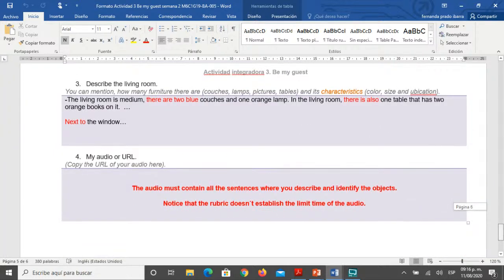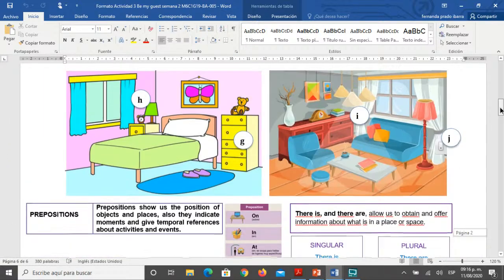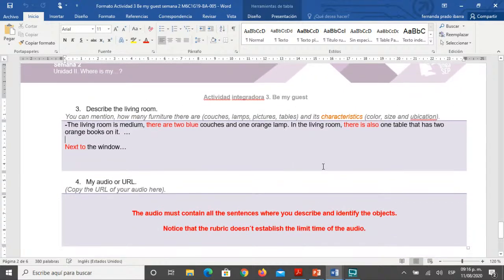The next part of my integrative activity asks me to describe the living room. Please notice that the picture that we're going to describe is the one that is here in the integrative activity. This living room, okay? Not the living room of your house. This living room, this image in the file of the integrative activity, okay? So I'm going to describe the living room. How am I going to do that?